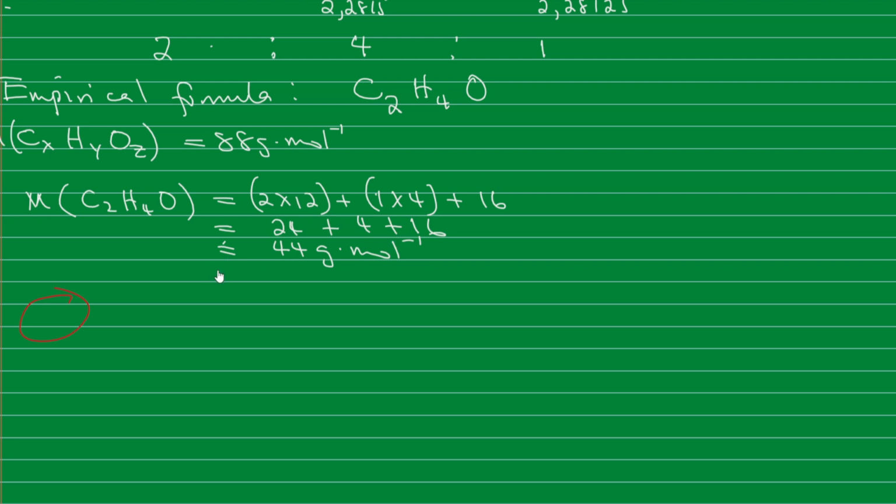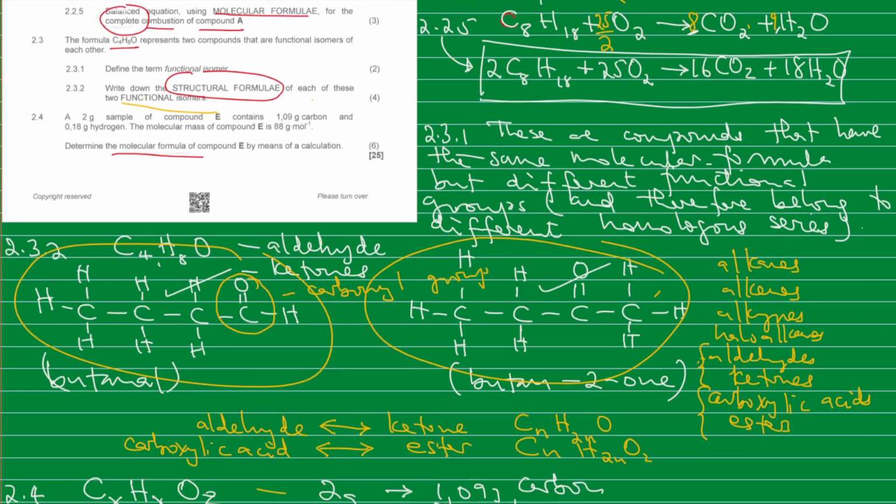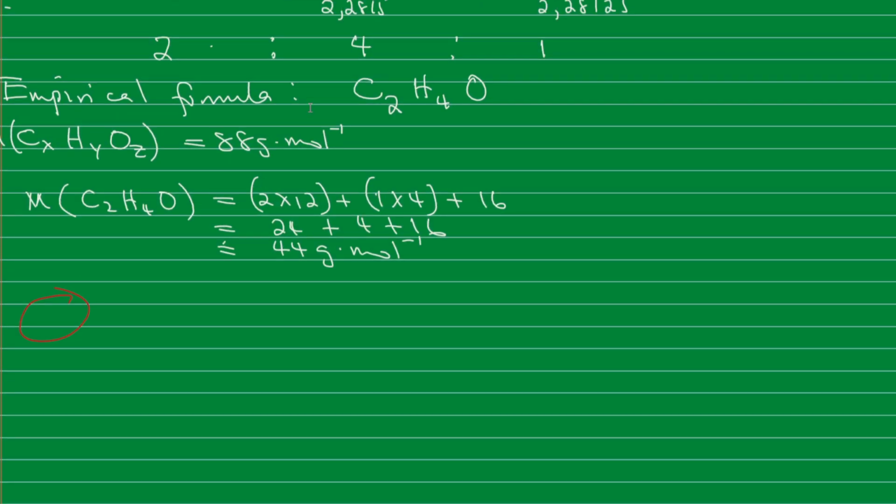So now to find, remember the question is asking us to calculate the molecular formula for this compound. To find the molecular formula of the compound, we need to see now how many empirical formulae are there. Okay, so how many empirical formulas? If C2H4O is 44, so how many are there in 88?